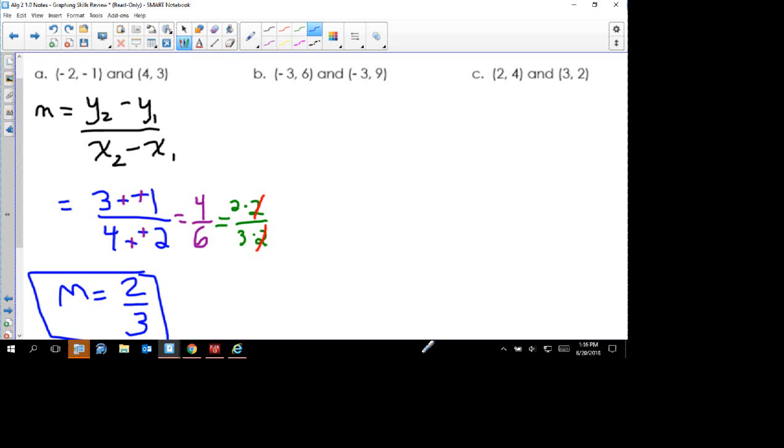Oh, and does it say to classify them in the directions? So if I'm classifying, I forgot to classify the first one. That would be positive. There you go.